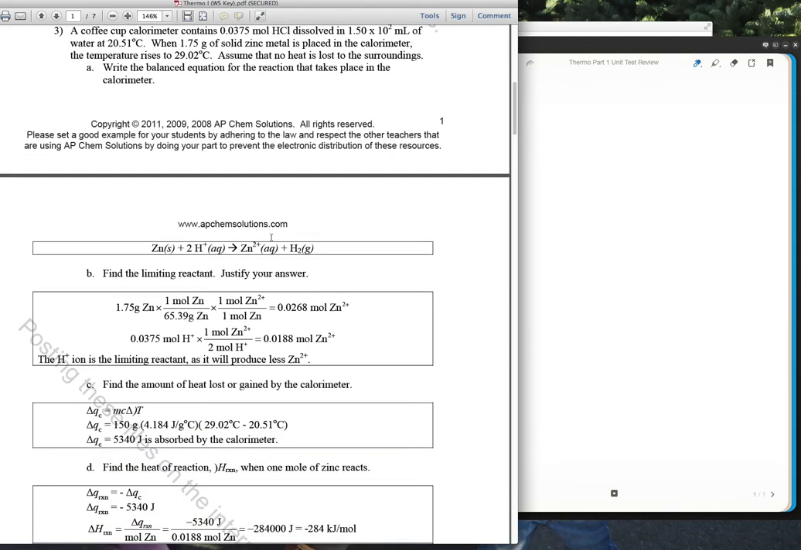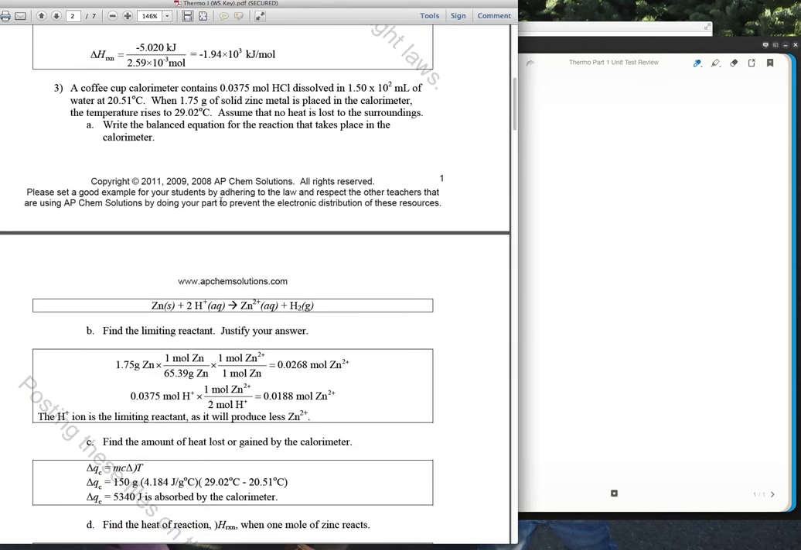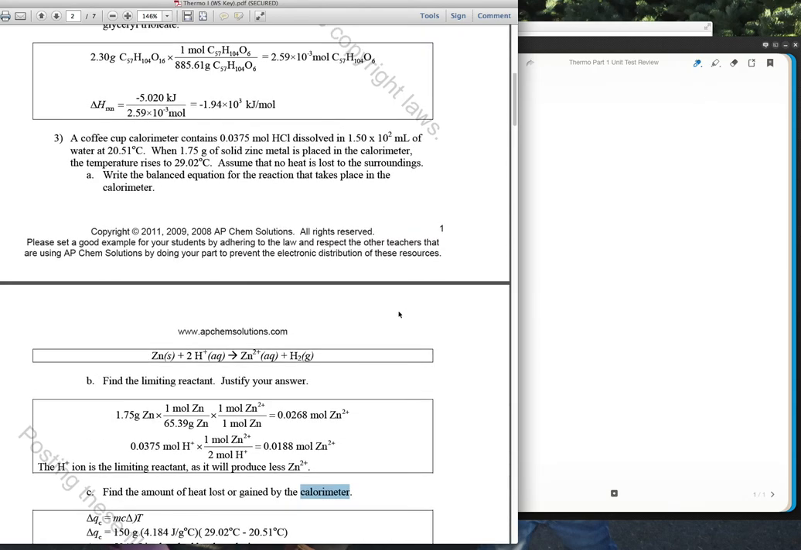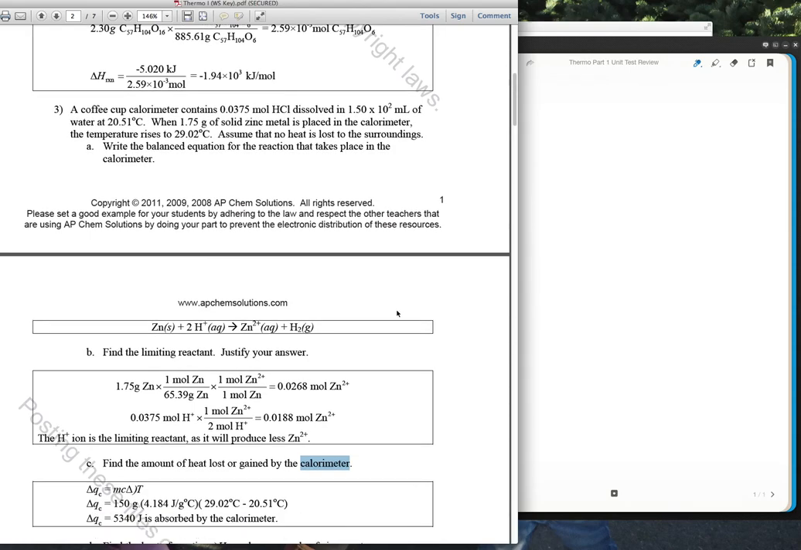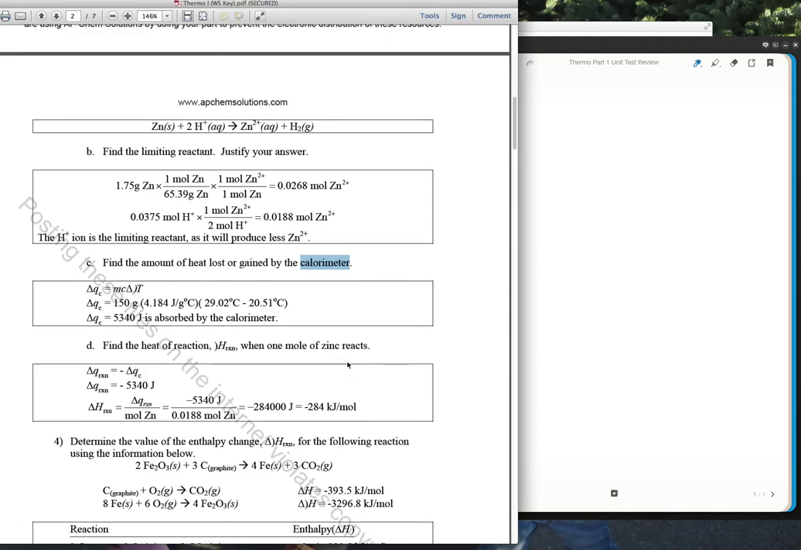This is what I would tell you: since the water and the coffee cup are considered together, I think it's interesting that they didn't include the weight of the coffee cup. But when it says heat lost or gained by the calorimeter, in this situation, you wouldn't include the solid zinc or the HCl. Right, right. This is just the water itself.